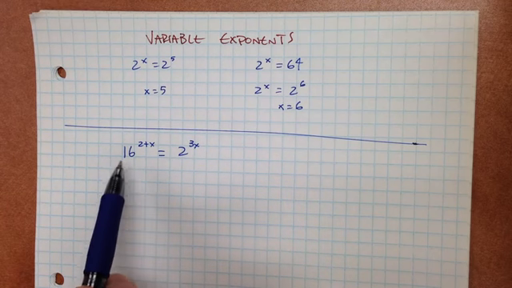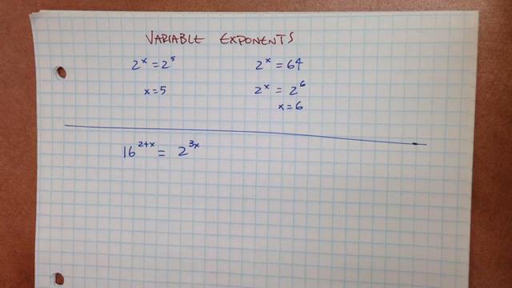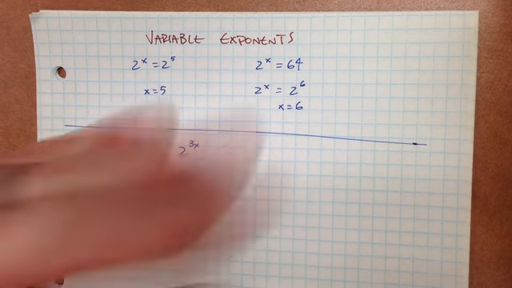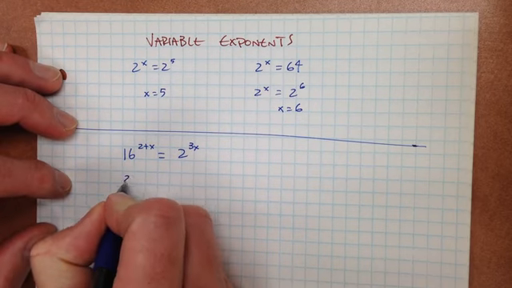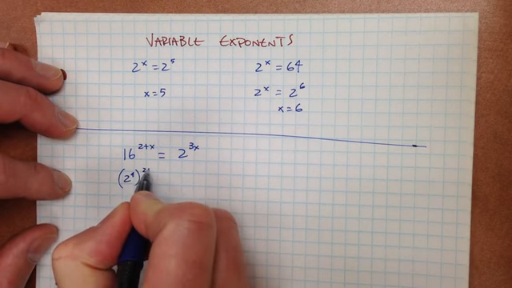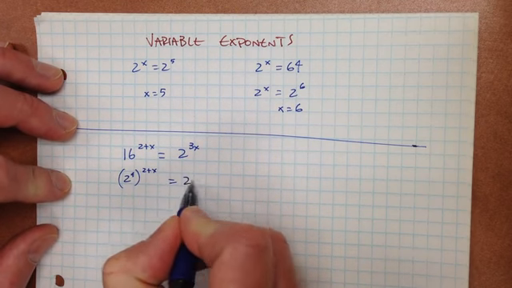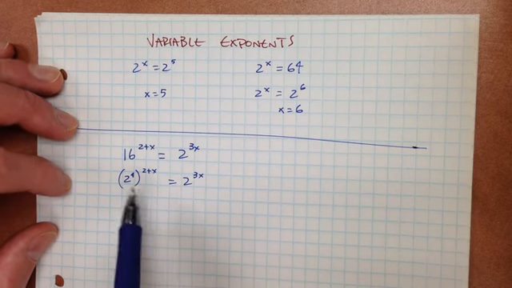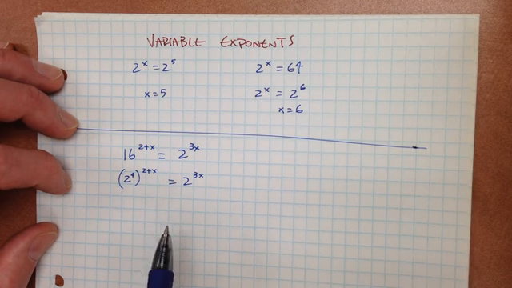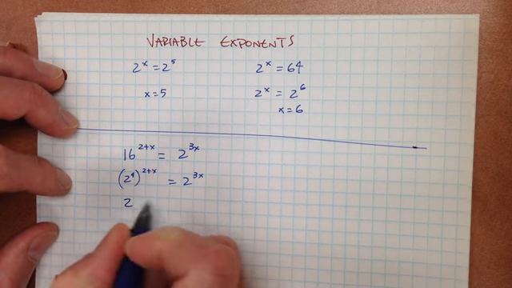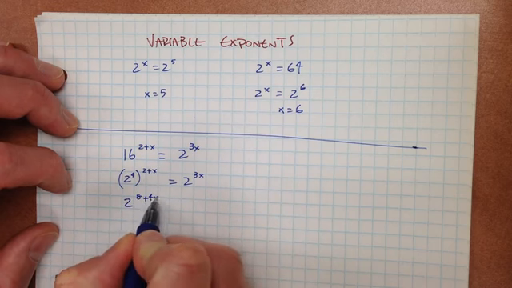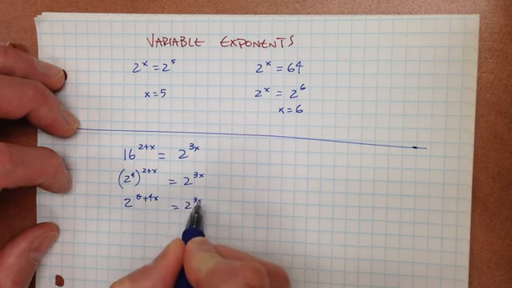So I'm looking at 16. I want to rewrite that as a base of 2. So 2 times 2 is 4, times 2 is 8, times 2 is 16. So 16 is actually 2 to the 4th. And then I bring along this exponent of 2 plus x equals 2 to the 3x. Okay, looking at this, properties of exponents, you have a power to a power. Make sure you multiply those two together. So my base is 2. I need to distribute that 4. 8 plus 4x equals 2 to the 3x.